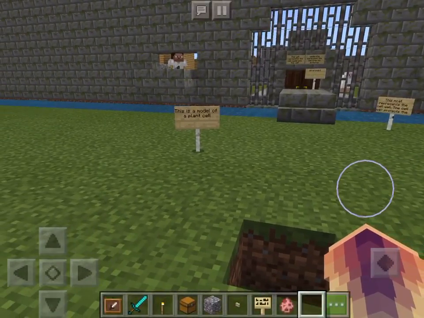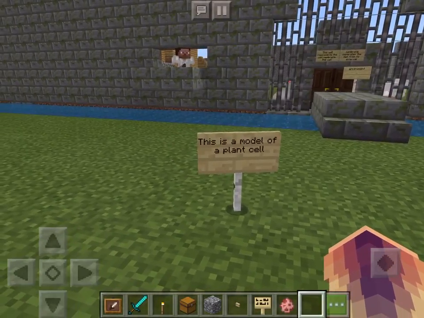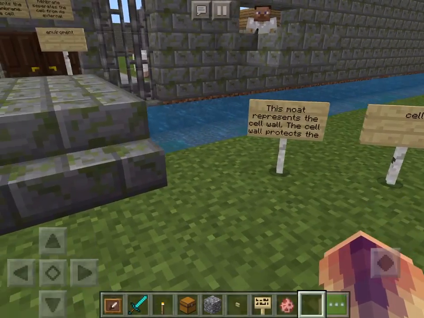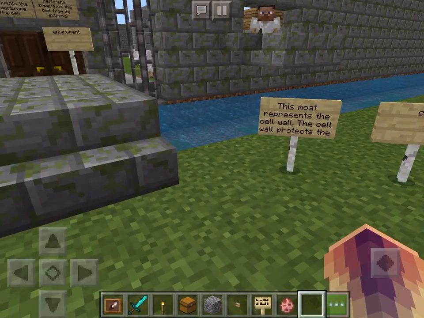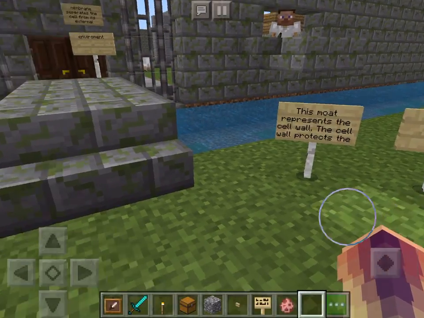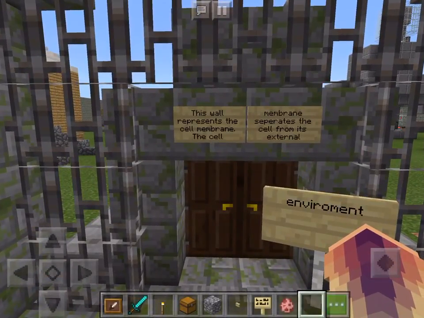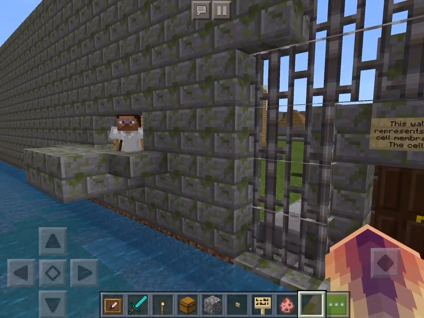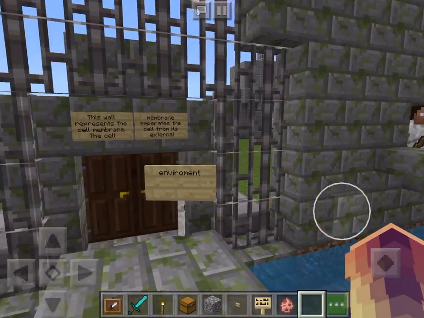Today I am going to show you my model of a plant cell. Over here, this moat represents the cell wall. The cell wall protects the cell. Right here, this wall represents the cell membrane. The cell membrane separates the cell from its external environment. So it lets some things in, some things out. So I have two little guards right here.